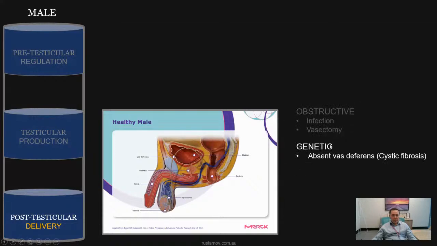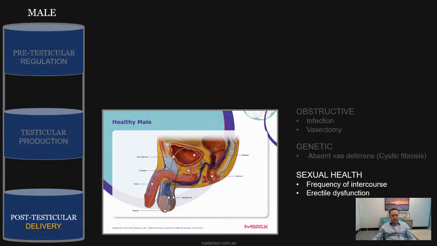The next category of problem at this level is genetic, especially in patients with cystic fibrosis, who may have absent vas deferens, which means this tube may be absent, which can result in azoospermia. The next level is linked to sexual health, infrequency of intercourse or erectile dysfunction, and also the condition called retrograde ejaculation. In this condition, a man ejaculates inside the bladder during orgasm rather than outside. This is linked to weakness in the nerve cells at the base of the bladder, which is linked to diabetes or can be linked to prostate surgery.